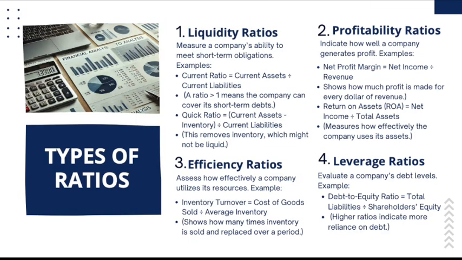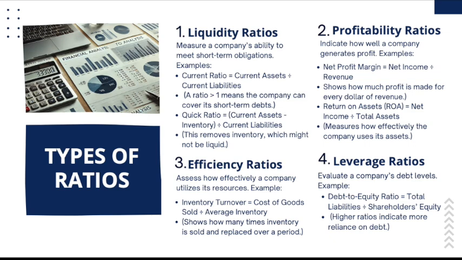So, what are the different types of ratios? Well, the first type is liquidity ratio. This measures if a company can meet its short-term obligations. So, a current ratio is the same as current assets divided by current liabilities. And a quick ratio is the same as current assets minus inventory, all divided by the current liabilities.